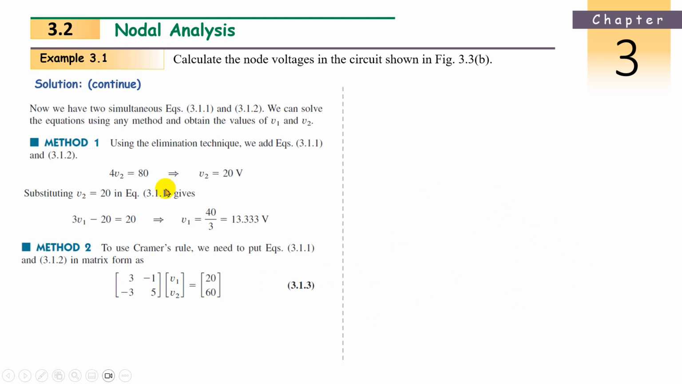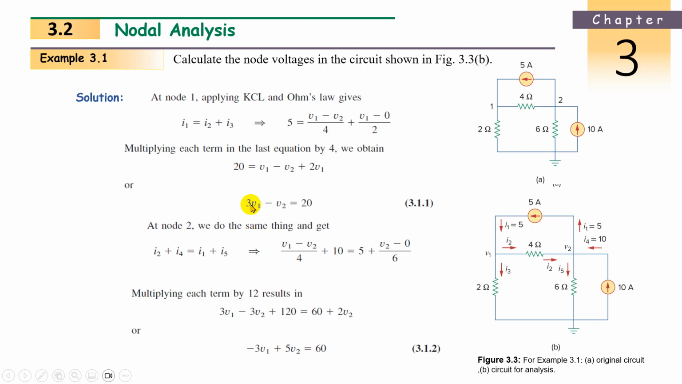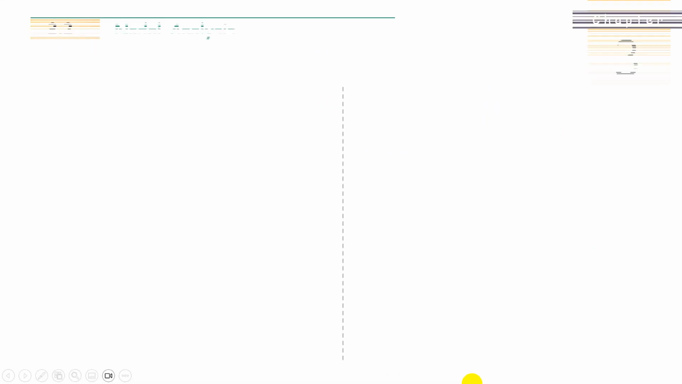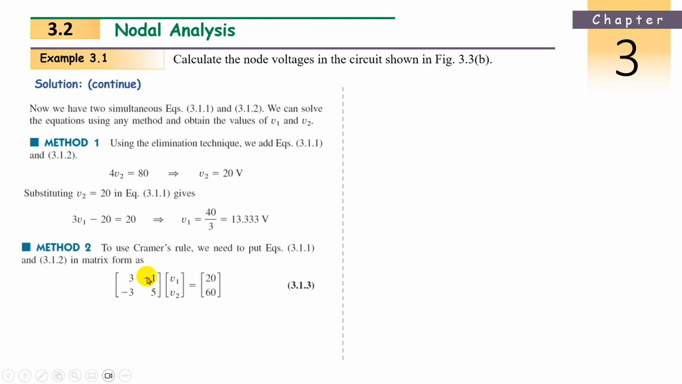It is an easy method. Now, in the previous equations, what are the items? V1 and V2. Sorry, I have to write here. What is the first equation? 3V1 minus V2 equal to 20. What are the items? 3, minus 1 and 20 horizontally. Second equation: minus 3V1 plus 5V2 equal to 60. The items are minus 3, 5 and 60. You have to arrange these two equations in this format: 3, minus 1, 20; minus 3, 5, 60.